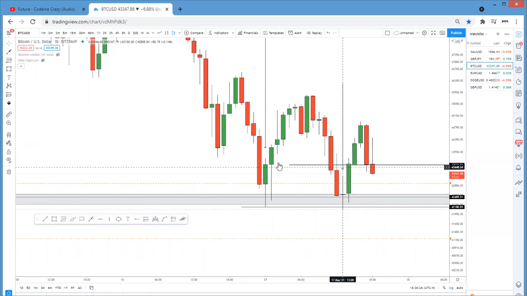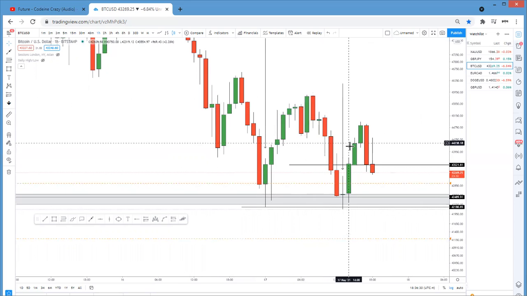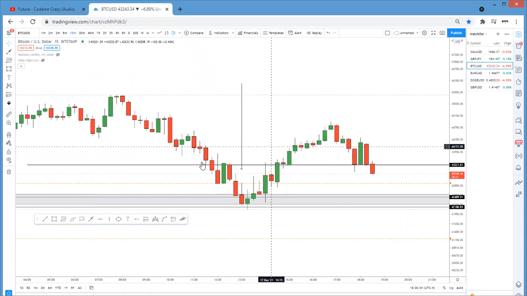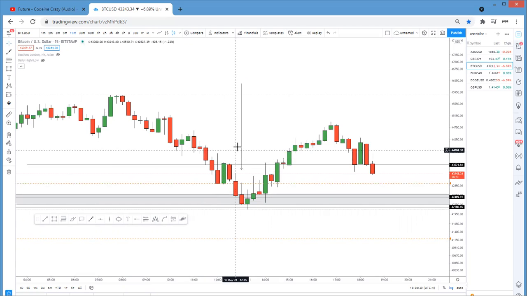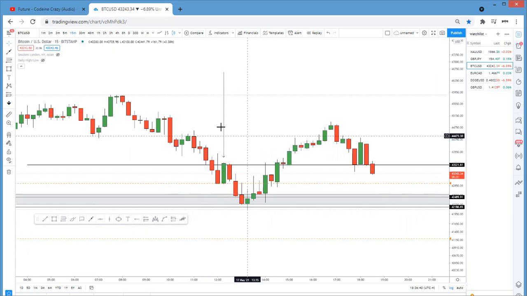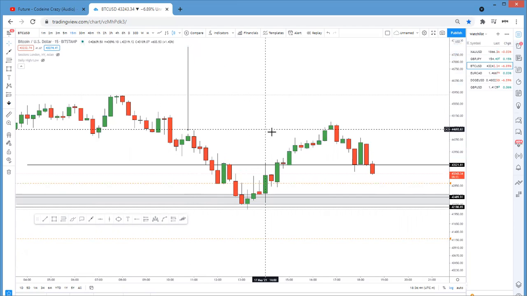Now, honestly, we didn't quite break any hourly time frame structure, but on the lower time frame, when you scale down, we broke structure. We broke structure looking at this high right here, and then also looking at this high right here.